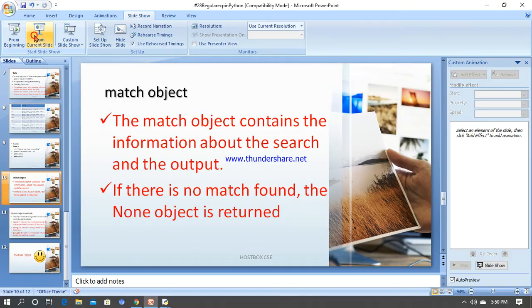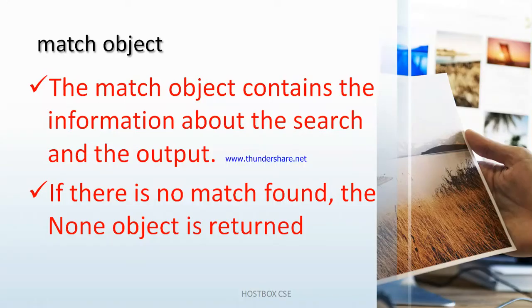Then, the match object. What is a match object? This is nothing but an object that contains the information about the search and the output. And also, if there is no match found, the None object is returned.